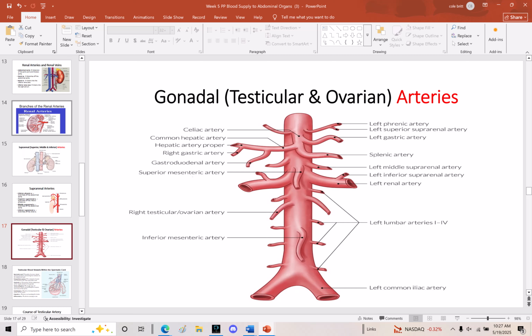Okay. But now we're back to our initial picture that I showed you of the abdominal aorta. And now I'm showing you everything encompassed.